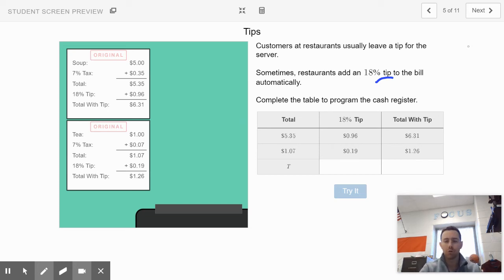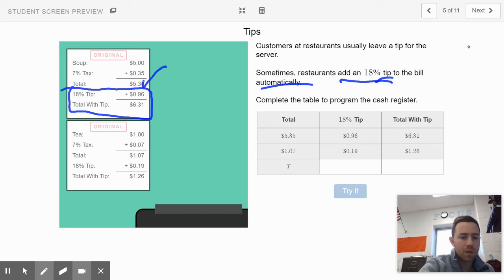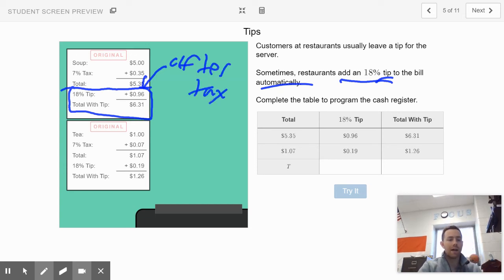Some restaurants are kind of greedy, and so they'll add the 18% tip to the bill automatically. 18% is just a number that some restaurants tend to choose. You can tip really any percentage, but 18% is a good solid one. So sometimes restaurants actually add that to your bill, and there's really nothing you can do about it sometimes. That's what happens right here. They'll take the total after tax. This is the after tax total. They'll take that and add more money to it, the tip, and they'll make you pay that too.